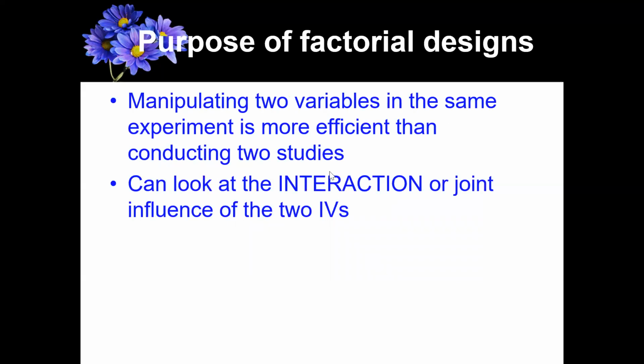So why though might you want to run some sort of factorial design? Well, we're not going to get into this too much, but sometimes it's just more efficient. That can be a reason. But more often it's the case that you're looking at what's known as an interaction, or you want to know, do the two variables kind of work together in some way? So sometimes what happens is that the effect of one independent variable depends on another independent variable.